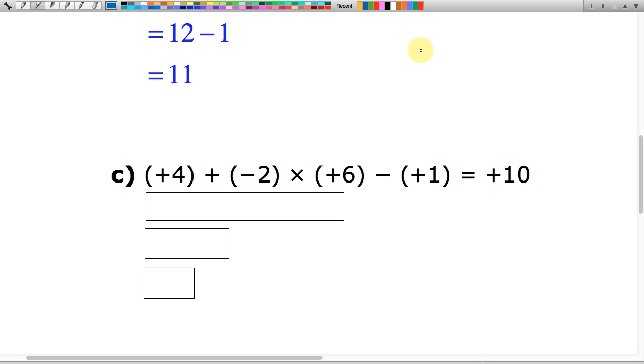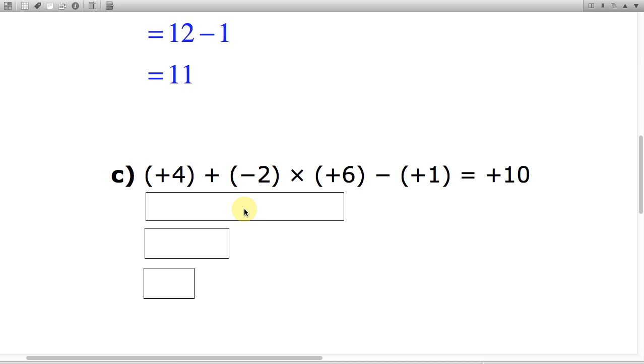And we've got one more. Where do you think we should put the brackets for this one? Notice it's the same numbers, same operations, everything. We've got a completely different value. So where should we put the brackets? Try it yourself.